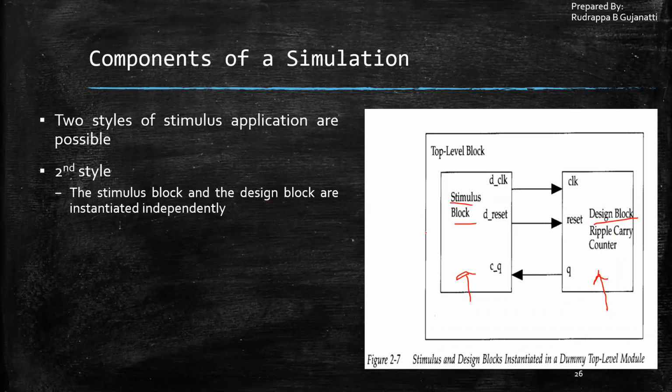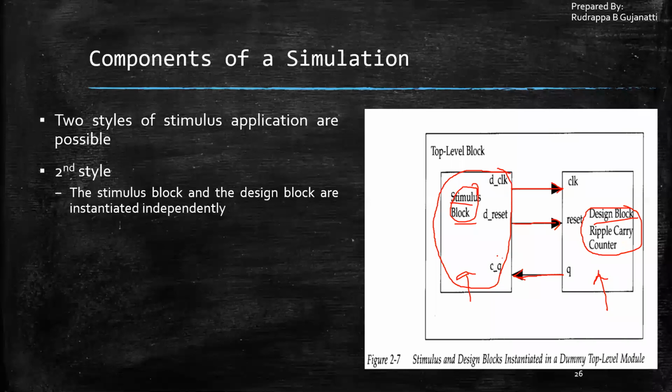These are provided separately. From the instance of the stimulus block, you give d underscore clock and d underscore reset as input to the design block of the ripple carry counter. And what will the ripple carry counter do? It will estimate its result and return Q as its output, and give it to the stimulus block. Stimulus block takes this result and tries to test whether it is expected or not.